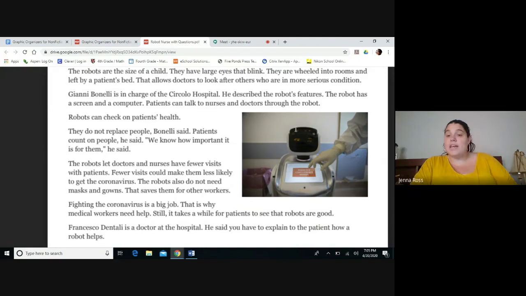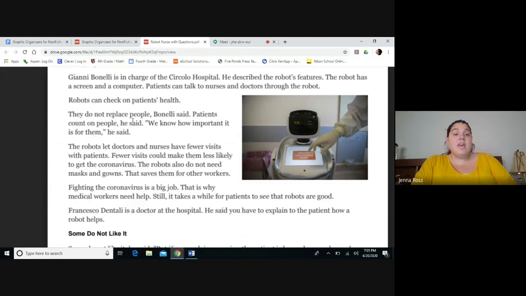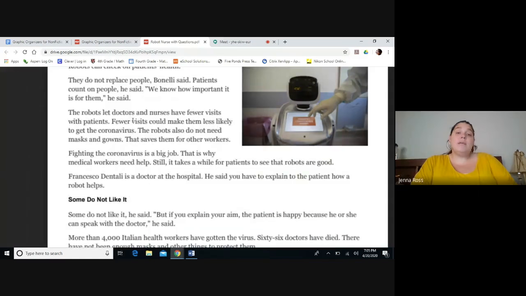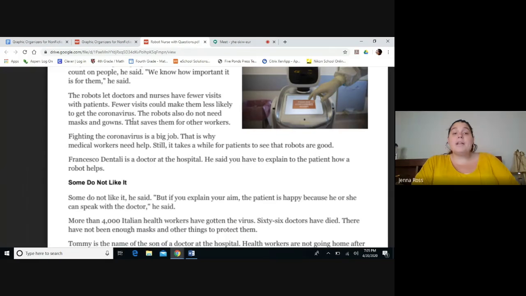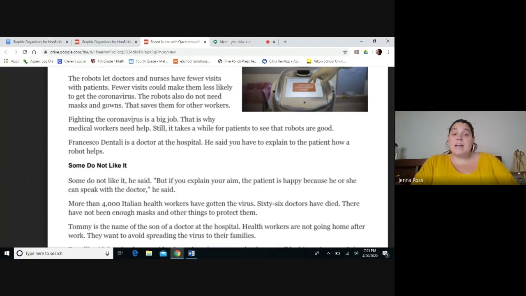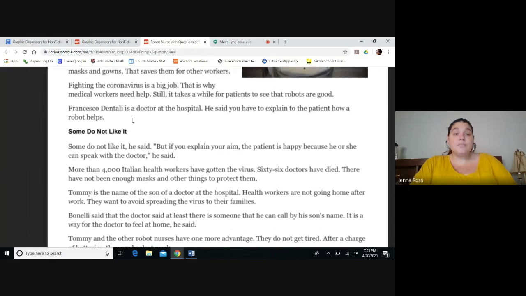So here's the robot again. Robots can check on patients' health. They do not replace people, Brunelli said. Patients count on people, he said. We know how important it is for them, he said. The robots let doctors and nurses have fewer visits with patients. Fewer visits could make them less likely to get the coronavirus. The robots also do not need masks or gowns. That saves them for other workers.